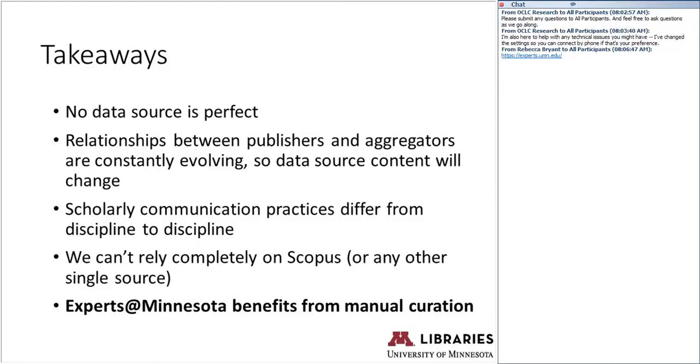So the takeaways, well, obviously no data source is perfect. Those relationships are always going to be evolving, so you're never going to be 100% sure at a point in time what's going to be covered and what's not. The scholarly communication practices are going to be different from one discipline to another, so therefore we can't really rely just on Scopus. In other words, we're going to have to do some manual curation here and make sure that if we're trying to be comprehensive in showing what our researchers do, we'll have to do a little bit of work to get there.